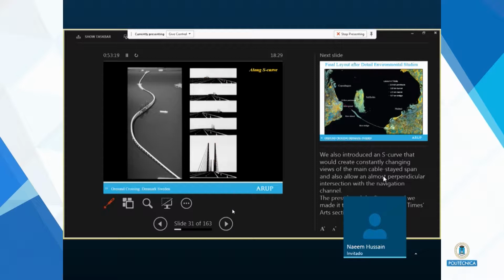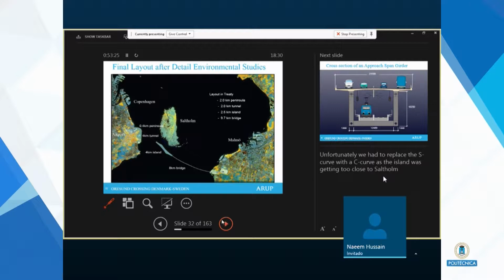We were lucky to win the design competition, but in the end, after detailed environmental studies, we had to actually compromise and just have a C-curve, but that still gave us interesting views. So the bridge is 2 kilometers of tunnel, 2 kilometers of artificial island, and then about 9.7 kilometers of bridges.